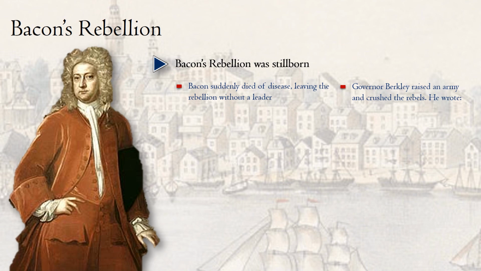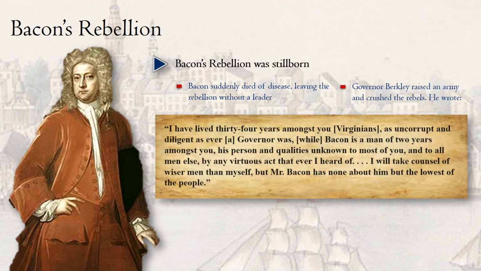Governor Berkeley quickly raised an army and crushed the rebels, and he wrote, I have lived 34 years amongst you Virginians, as uncorrupted, diligent as ever a governor was. Sure. While Bacon was a man 2 years amongst you, his person and qualities unknown to most of you, and to all men else, by any virtuous act that I have ever heard of. I will take counsel of wiser men than myself, but Mr. Bacon has none about him but the lowest of people. So he's really insulting Bacon's associates and saying, this Mr. Bacon, he just associates with the lowest of folk.